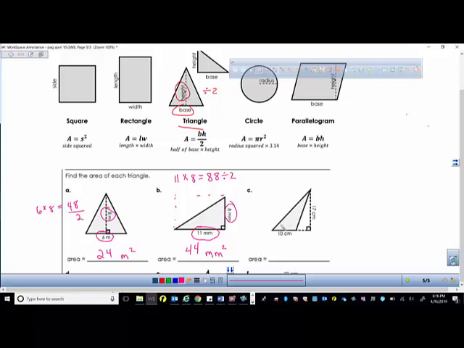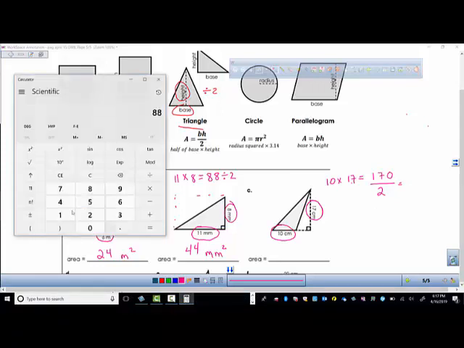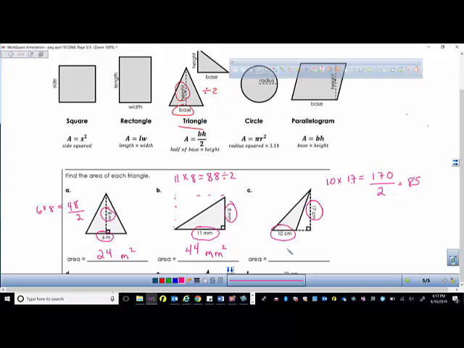Okay, and the next example, my base, or my horizontal, is 10. My vertical, or my height, is 17. So I multiply those together, so 10 by 17 is 170. And it's a triangle, so in the formula I need to divide by 2. So in my calculator, I can take 170 divide by 2, and I get 85. So I'm going to get 85 centimeters squared.